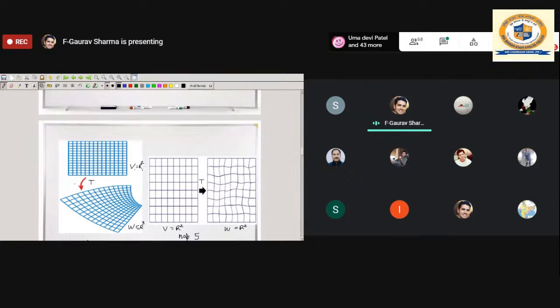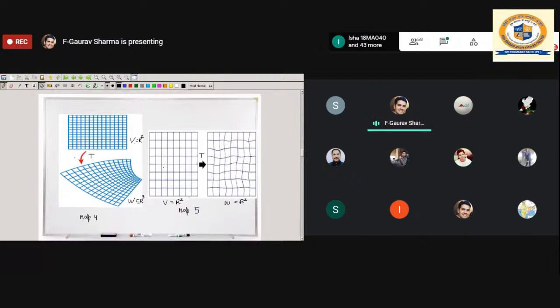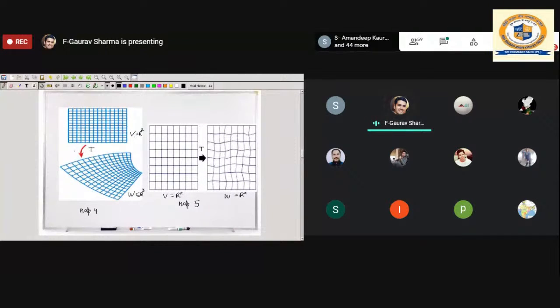V is R square, and W is now a three-dimensional space, because I have rotated it, and it has some inclination with the z-axis also. So it can be a subset of R cube. And this is another type of transformation in which the square grid is converted into curvy lines. So these are a few examples of transformations. In this way we can understand what a transformation in a vector space is.